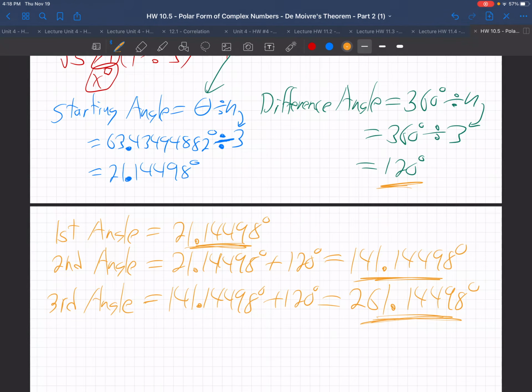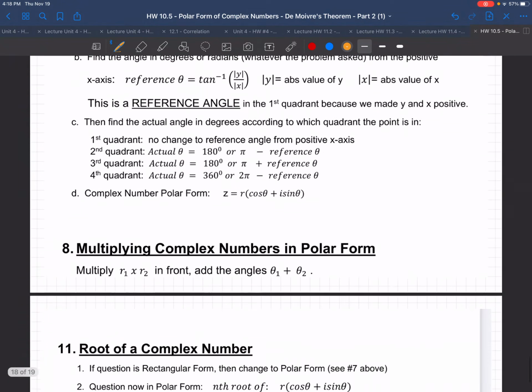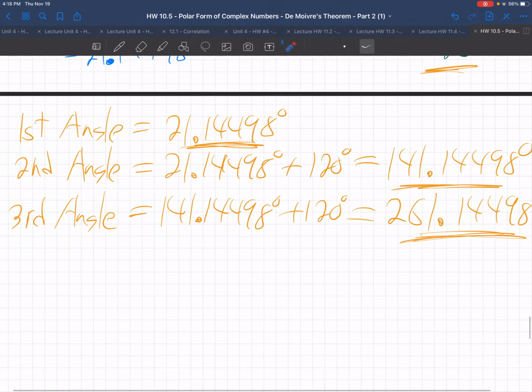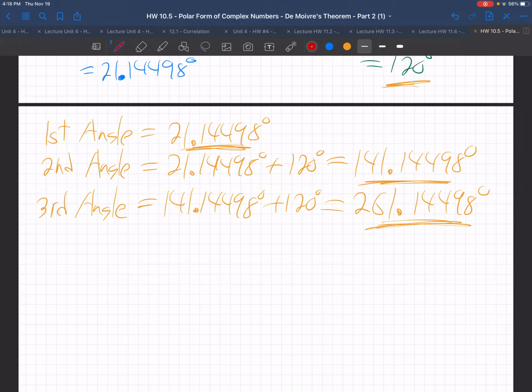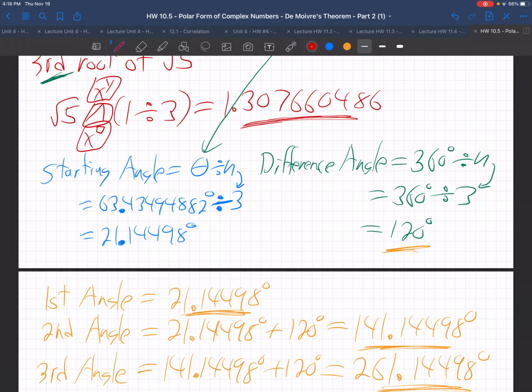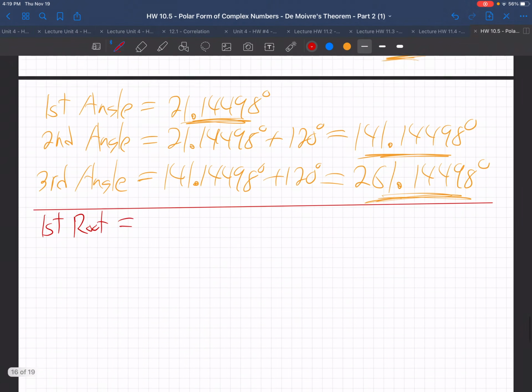Okay, so we got our 3 angles now. We're almost there. And then that leads us to our 3 answers. The first root is that root we found in the front, cosine first angle, sine first angle. The second is that root, cosine second, sine second, etc. All right, so this is not an easy process. First root is going to be, okay, that number in the front, where was that? Here. 1.307 blah, blah, blah.